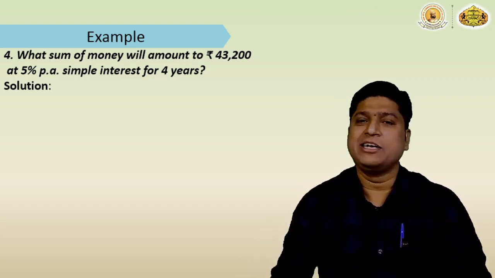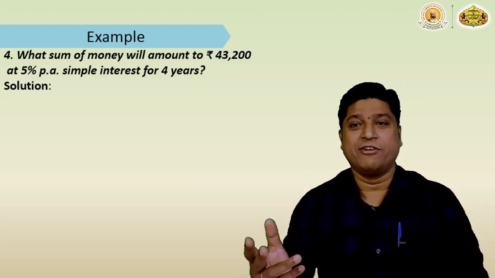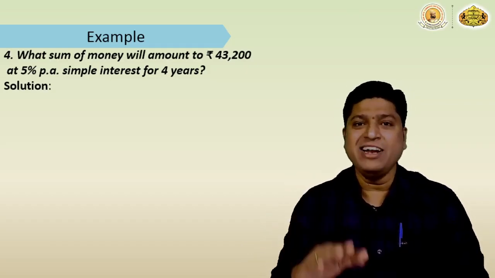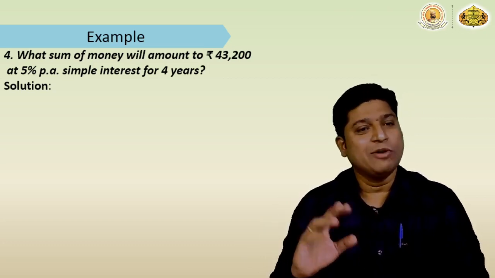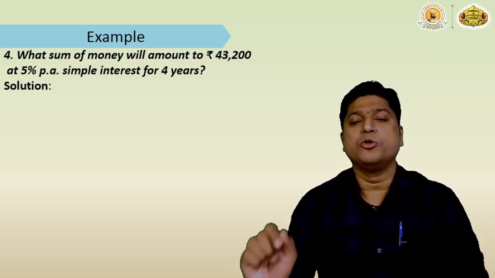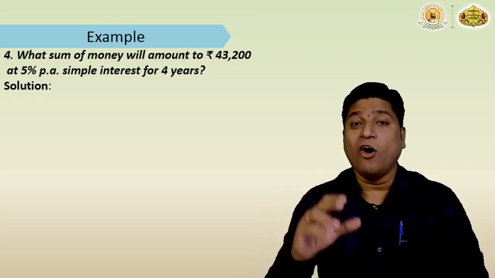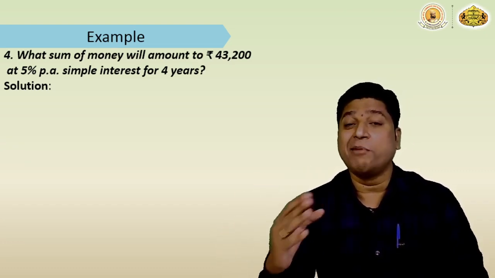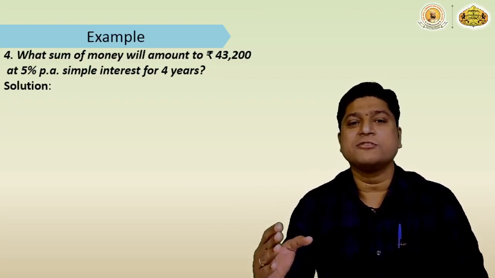See, it is quite clear, my dear students. We have to use either the first formula or the second formula. Depending on the information given in the example, we will decide which one to use. Now we will read this example once again. What sum of money will amount to rupees 43,200? They have clearly said what sum of money will amount to 43,200. That means they have given us the amount. Amount is represented by capital A, that is equal to 43,200.